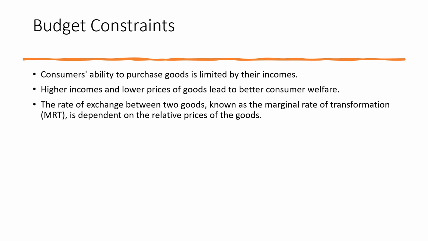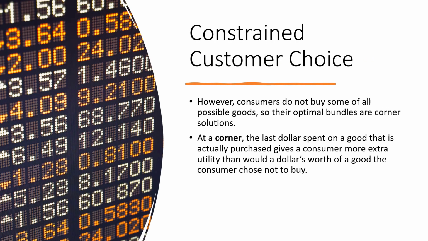Budget constraints. Consumers' ability to purchase goods is limited by their incomes. Higher incomes and lower prices of goods lead to better consumer welfare. The rate of exchange between two goods, known as the marginal rate of transformation (MRT), is dependent on the relative prices of the goods.